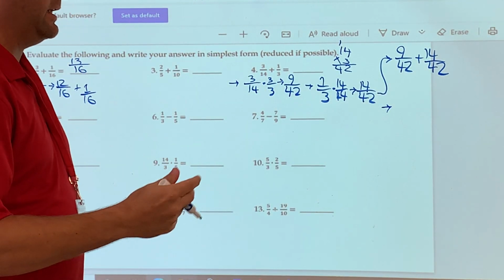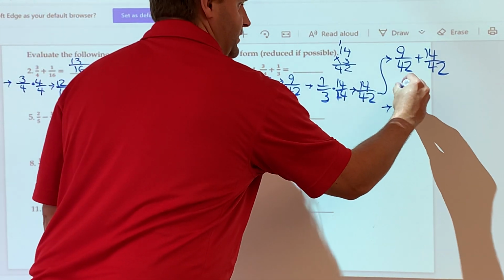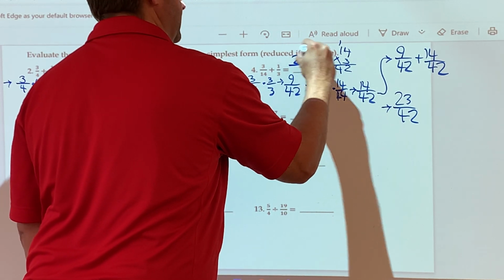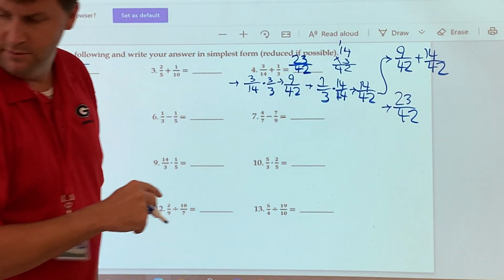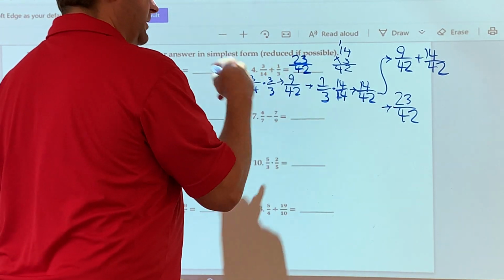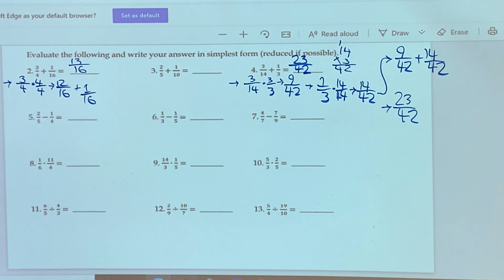9 plus 14, we've got a common denominator now. So we're going to go 9 plus 14. So what is that going to give me? That's going to give me 23 over 42, and that's my final answer right there, is 23 over 42. Or I apologize, that's terrible math. No, I said that right. Yeah, 23 over 42. Okay, that's my final answer.